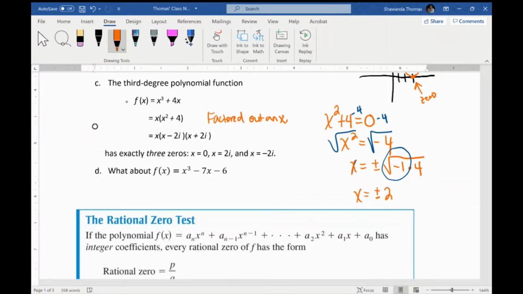So we know that the zeros are 0, because if we set x to 0, it'll be x equals 0. And then we can also write these zeros as factors by doing this: x minus 2i and x plus 2i. All right, so you can work it out and then form it into a factor. All right, let's look at D.